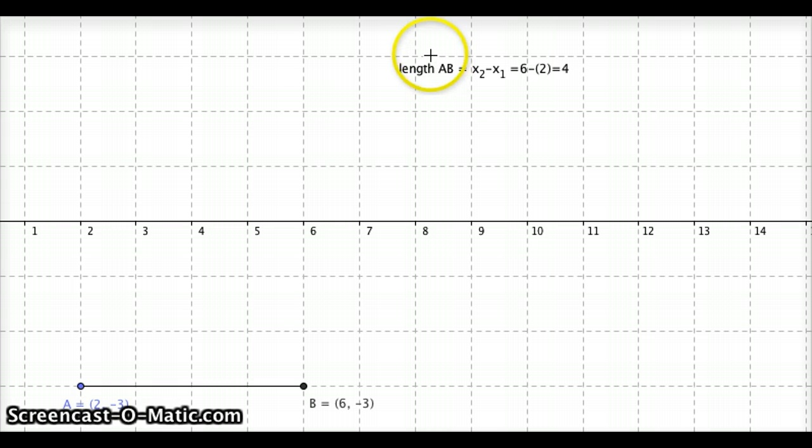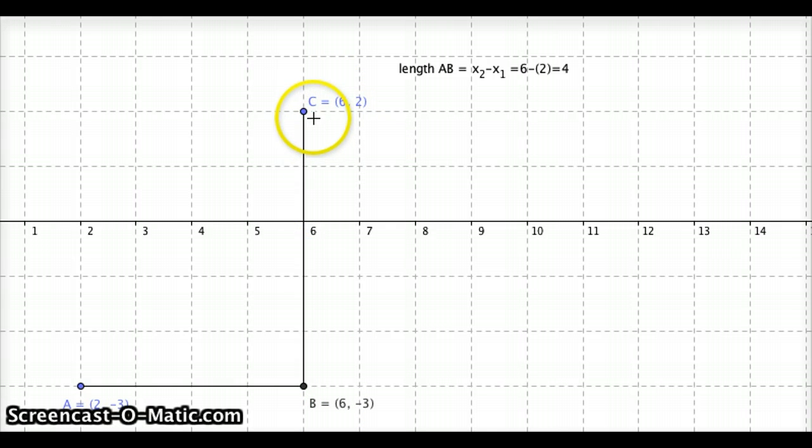Next we're going to look at the length of a vertical line segment. If we add in line segment BC, C having coordinates 6, 2, you'll notice again that if we're finding the length of this vertical line segment, the x coordinates are the same. Both of the points have an x coordinate of 6. We're not shifting left or right, we're only moving up or down.